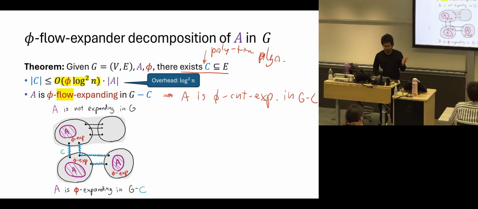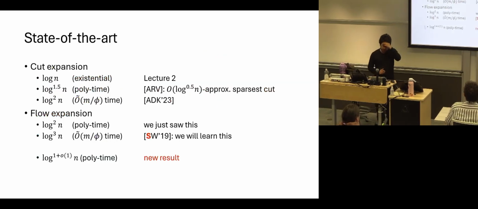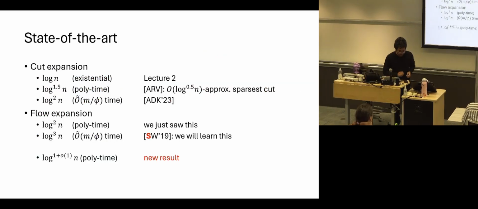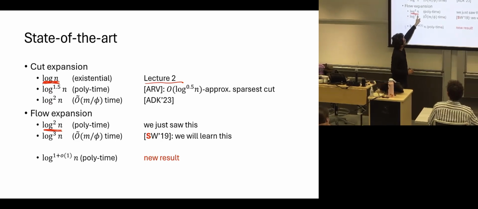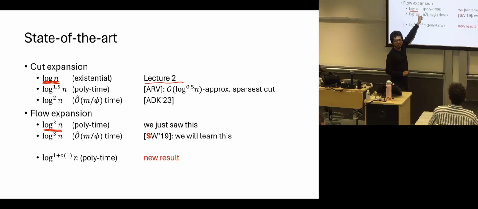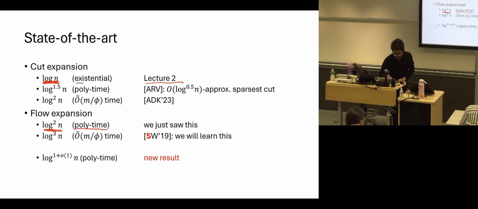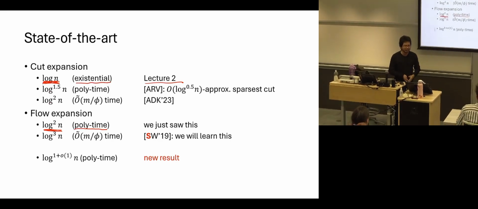Okay, now let me mention the state of the art for the overhead in the expander decomposition. This thing, the log n here, you have seen it. For flow expansion, log square was actually the best known. Basically, you pay another log n from the flow-cut gap, but the proof for the flow-cut gap is algorithmic. So this is poly time. This is just an existential proof or exponential time.